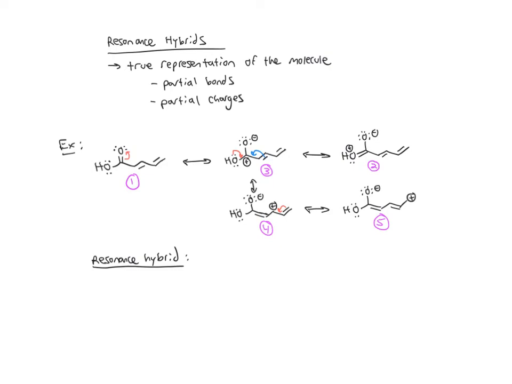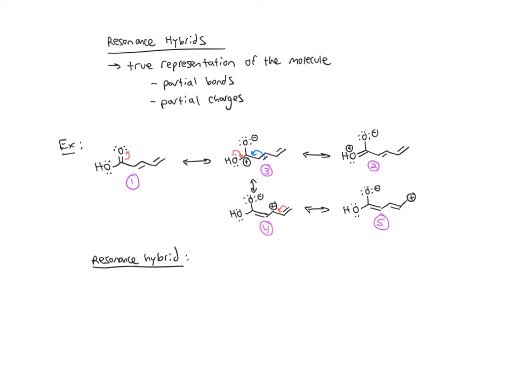The resonance hybrid is the true representation of the molecule. So whenever we're drawing out resonance structures, we are showing where possible electron density can be, where the electron density can move around. But the true representation of the molecule is going to be a combination of all of the resonance structures, so not just one or another. We get an idea of how much each resonance structure is going to contribute to the hybrid by our ranking that we did in the previous video.